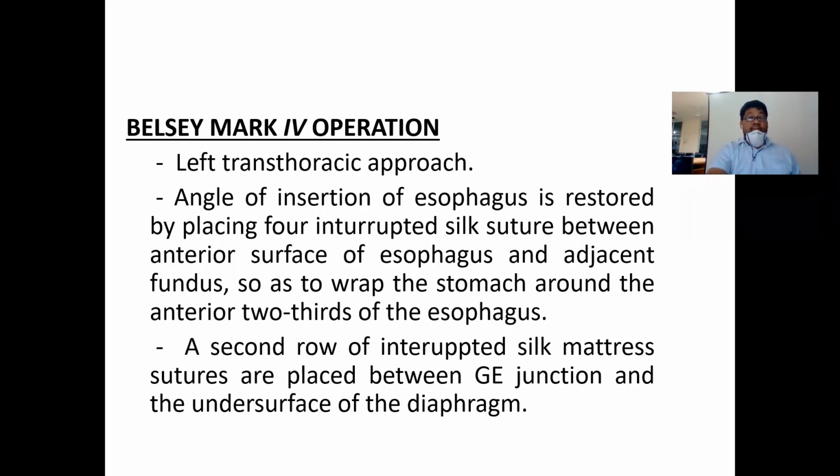This is one. And secondly, a second row of mattress sutures is placed between the GE junction and the undersurface of the diaphragm. So the first step is to make the angle of His, and next is to close the defect. So this is the procedure.